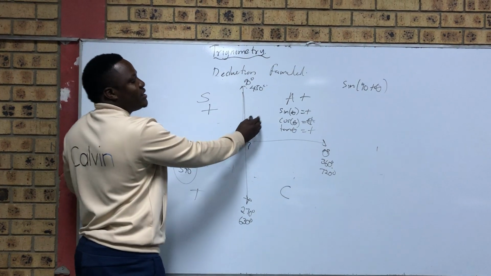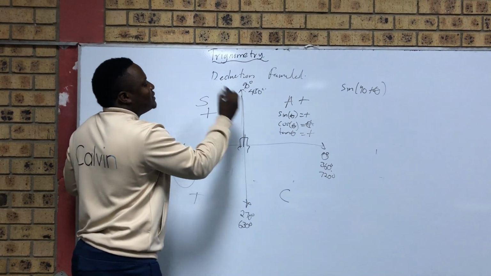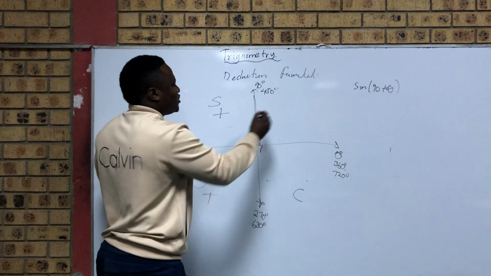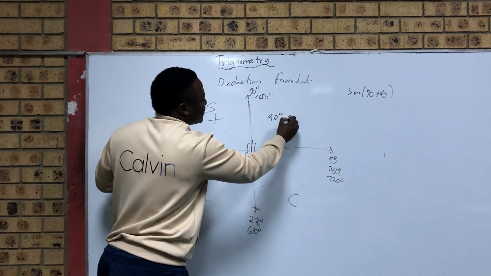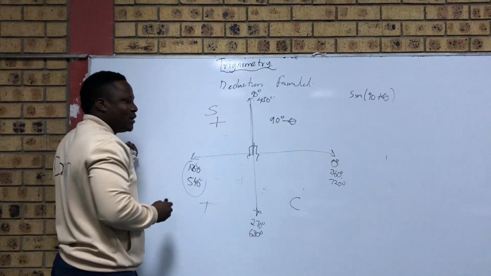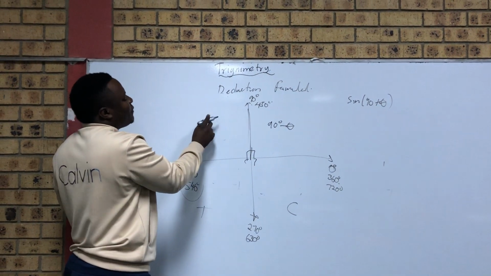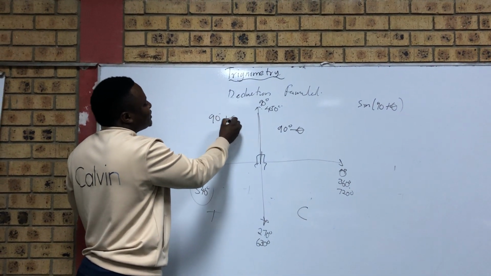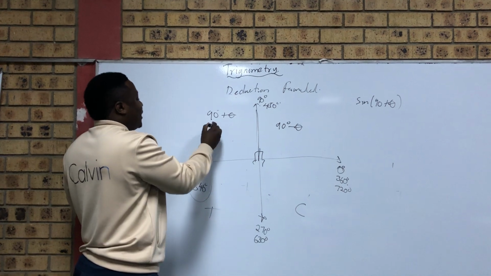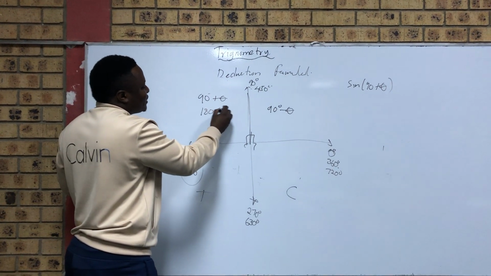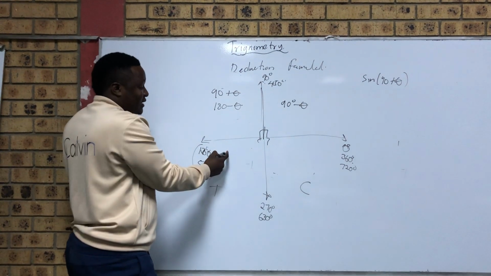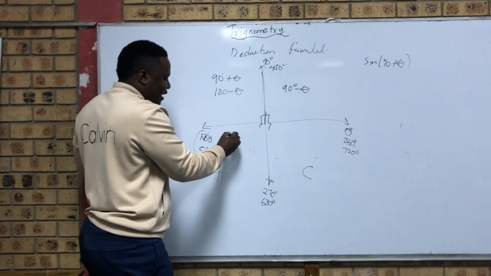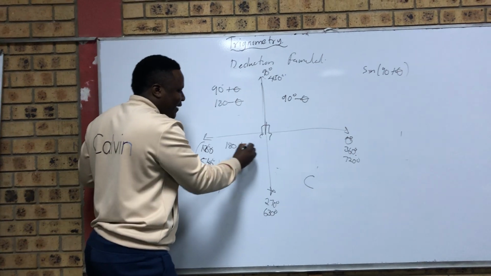When you are here in the first quadrant, the reduction formula that you need to know is only one, which is 90 minus theta. And here, the reduction formulas that you need to know are two of them: 90 plus theta and 180 minus theta. But in this third quadrant, you need to know 180 plus theta.